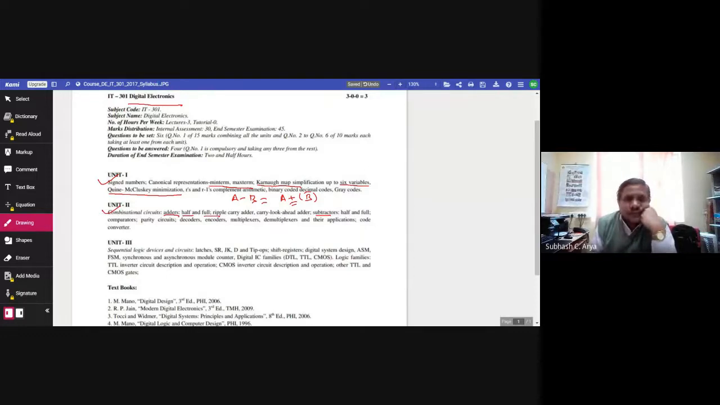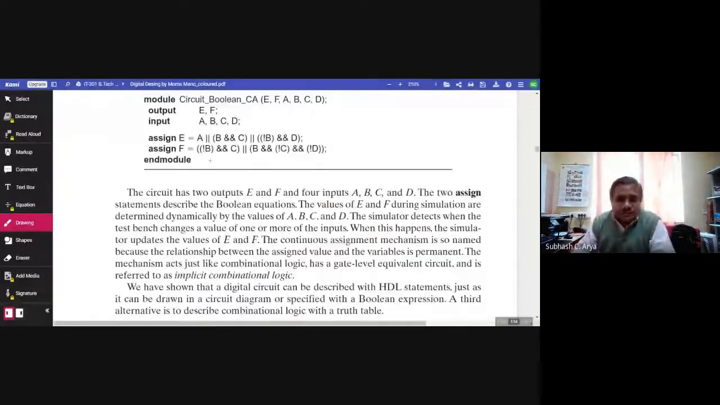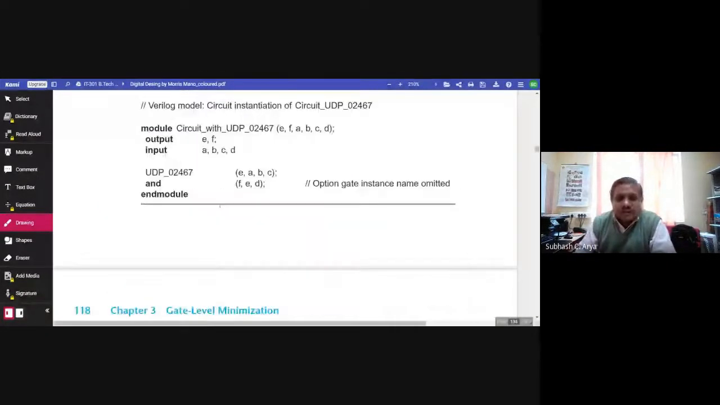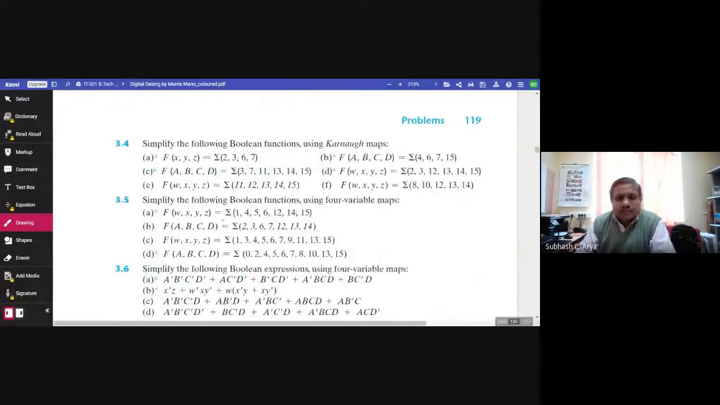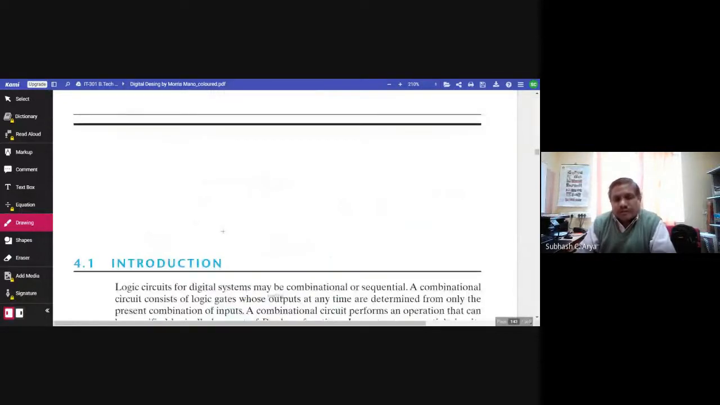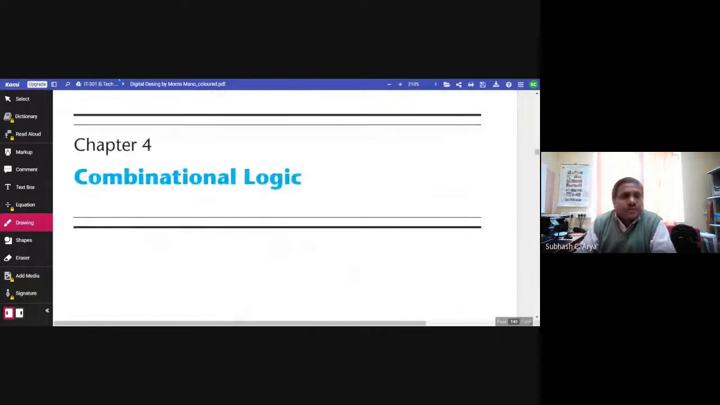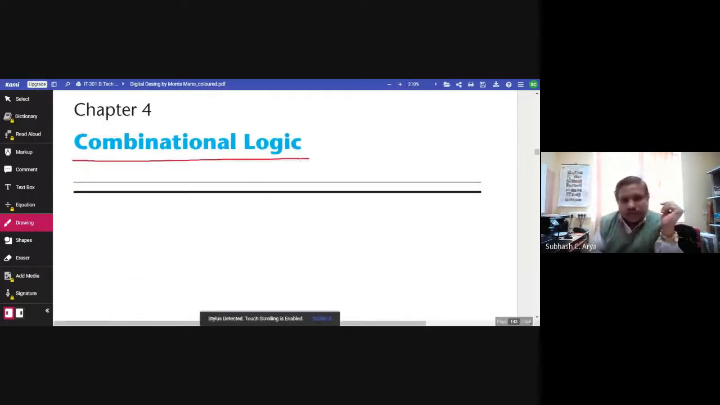So let us see our book. We have to go to chapter 4. Yeah, I hope this screen is visible. So chapter 4 of Morris Mano is about combinational logic circuits.